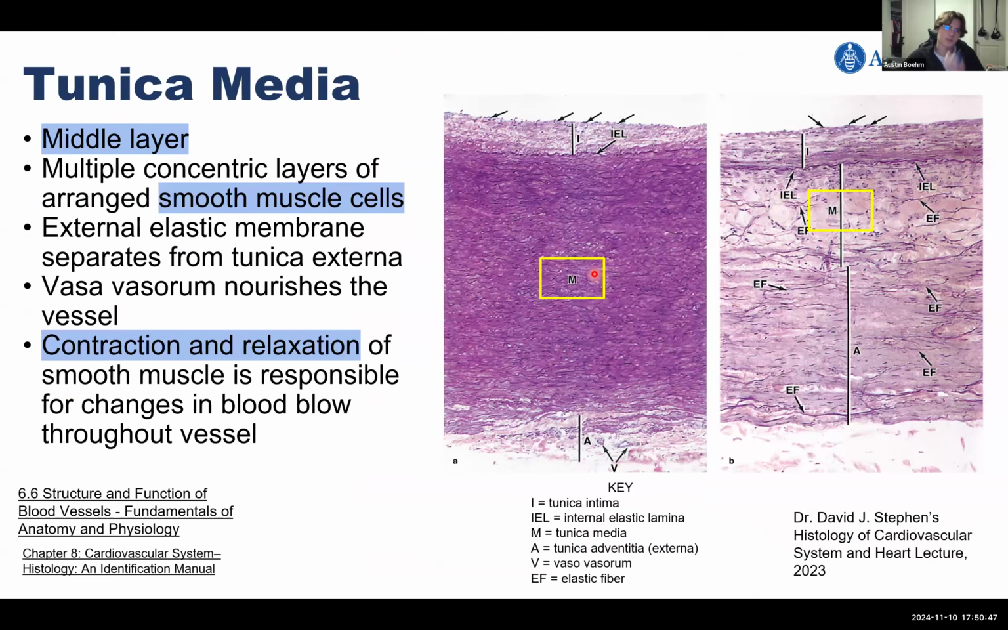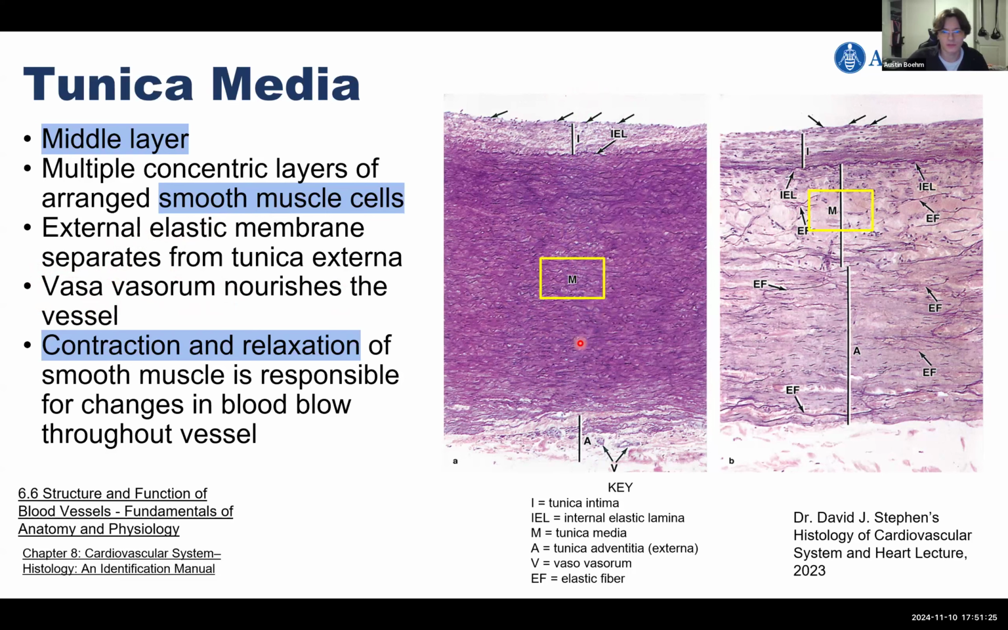The layer in the middle is the tunica media, and that is where all of the smooth muscle cells are. If you'll notice, that's similar to how it was in the heart itself. And again, on either side, it has that elastic membrane. There's an external and an internal one in relation to where the blood is going to be. And something called the vasa vasorum is what nourishes this. The vasa vasorum is essentially just the blood supply to the blood supply. It's the blood going to these muscles to make sure that they have enough oxygen to be able to do their job.